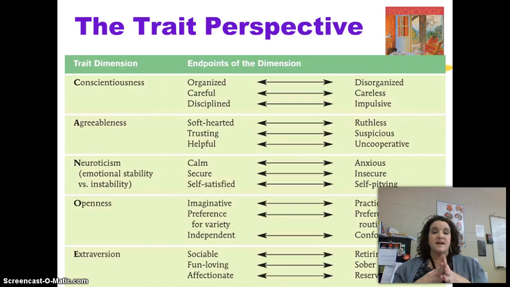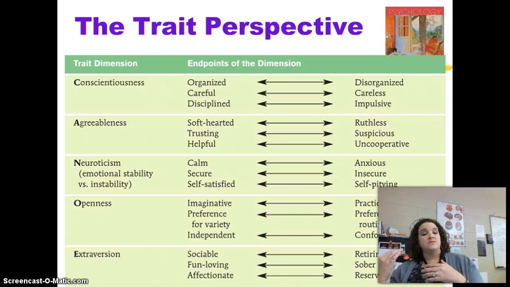Neuroticism, sometimes it's looked at as emotional stability versus instability. So calm versus anxious, secure versus insecure, self-satisfied versus self-pitying. Again, a spectrum. Then you have openness. Are you imaginative, or are you practical? Are you independent, or do you tend to conform?